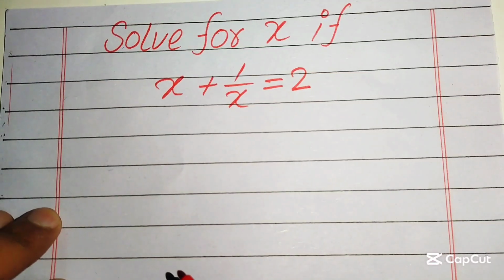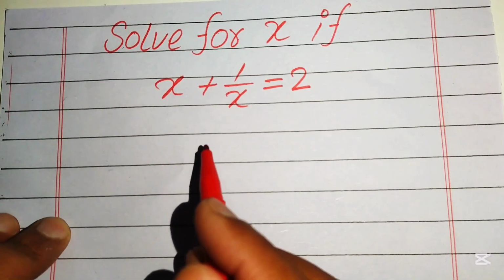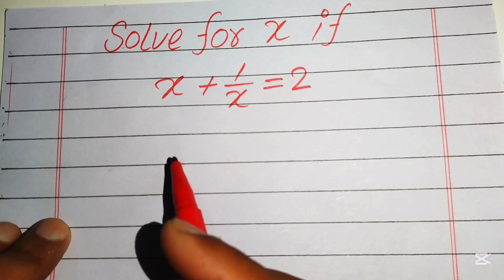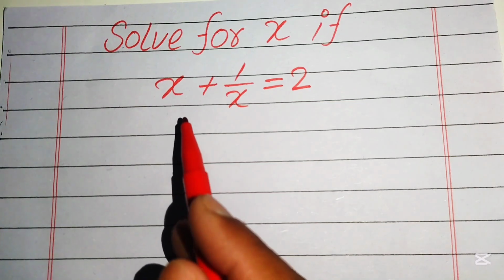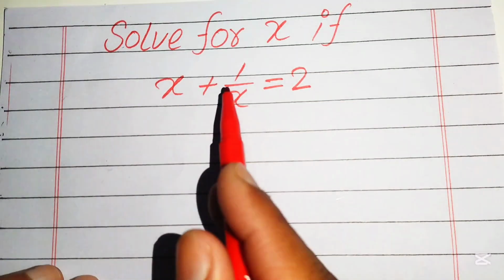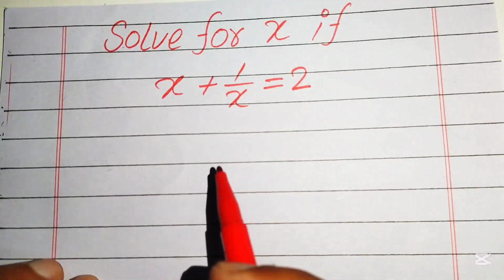Hello everyone, how to solve this nice problem for the values of x. So here you see that we have x plus 1 over x equals 2.